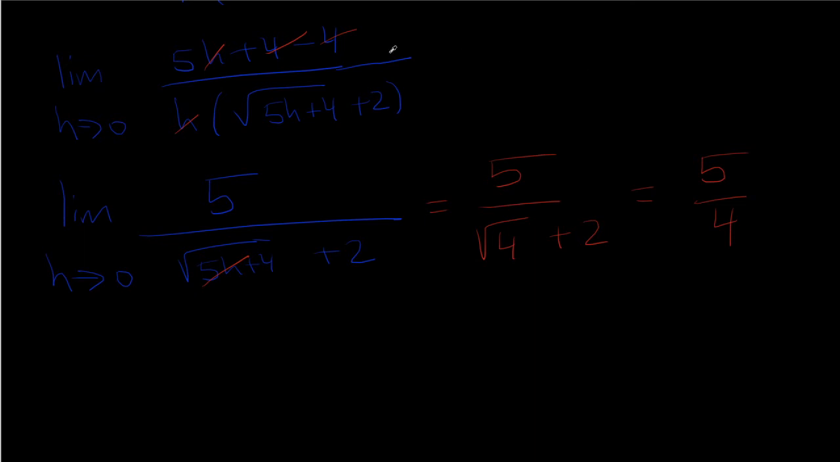Let's go on to the next one. Given the limit as x approaches 5 of x minus 5 over x squared minus 25, I can use some algebra because, well, first you should always check to plug it in. So if you plug in 5 for x, you get 0 over 0.